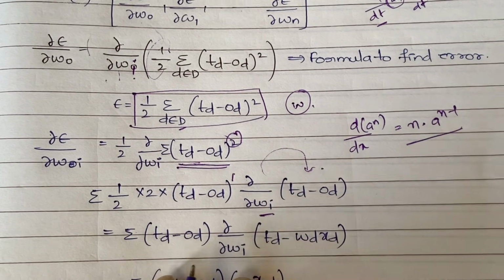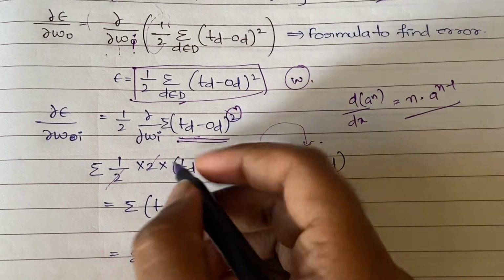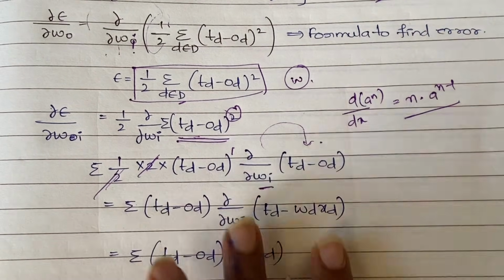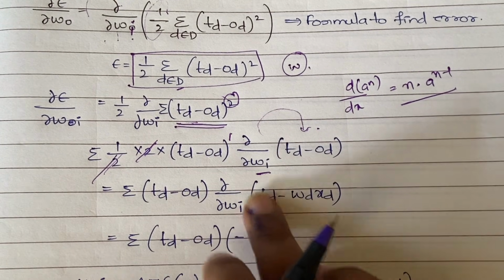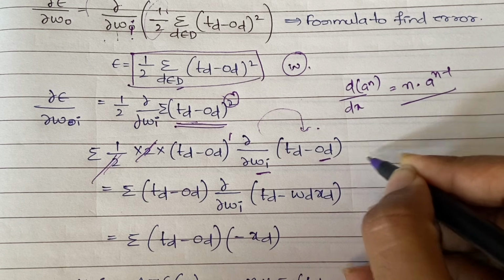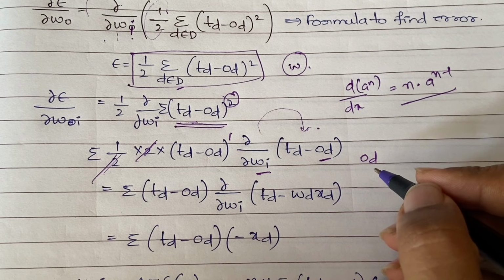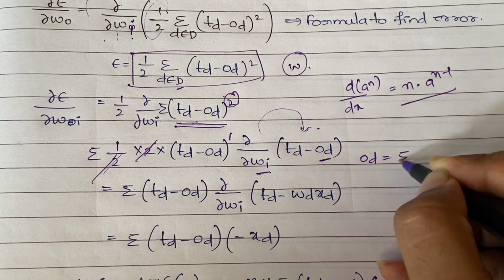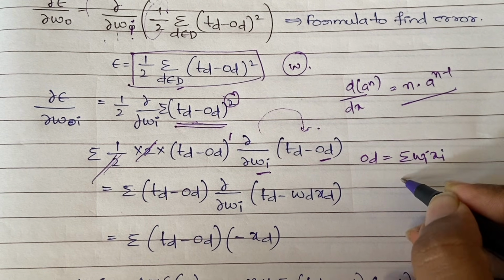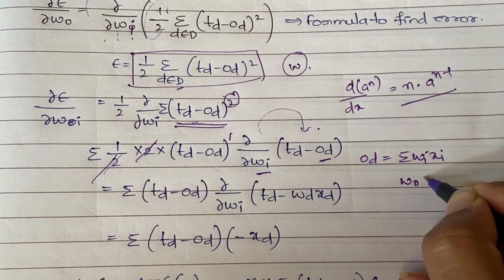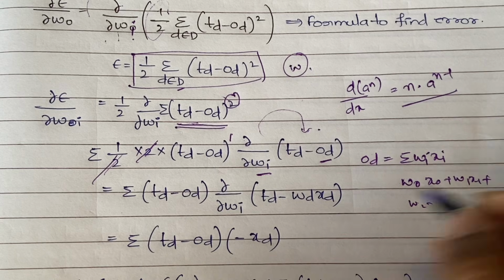Okay, done. Now this 2 and this half will get cancelled, right? So 2 and 1 by 2 cancel. Now sigma TD minus OD, d by dW of TD minus OD. What is this OD actually? It is the actual output, right? So if you remember, in the perceptron training rule we defined output as sigma Wi xi, which is nothing but w0 x0 plus w1 x1 plus w2 x2 and so on, right? So the same thing you are doing here.